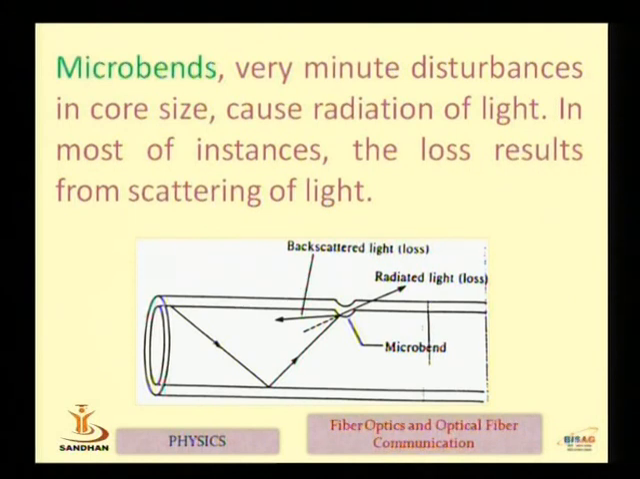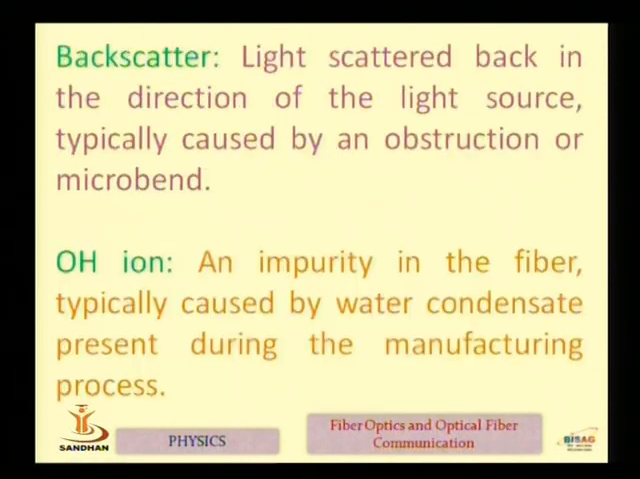A very minute disturbance in the core size causes radiation of light. In most instances, the loss results from the scattering of light. So one can see from the figure that there is a very minute disturbance inside the core, and hence due to this bend, the incident light gets reflected back towards the source, and hence there is a loss of the signal at the output side.